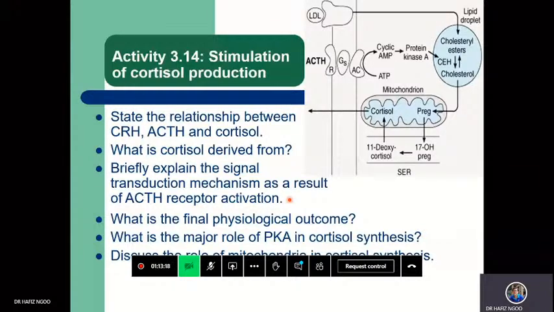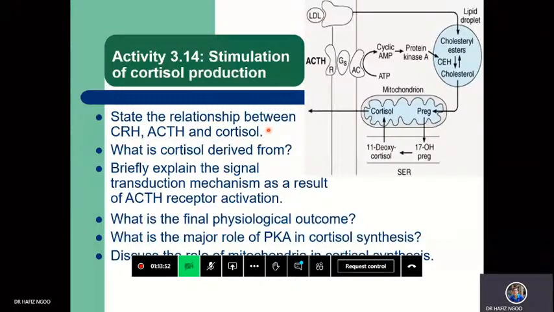Okay, so I think I can start now. It's already 10. So I look at activity 3, stimulation of cortisol production. This is where we look at the hypothalamus-pituitary-adrenal axis, where CRH is released by the hypothalamus, which stimulates the anterior pituitary to release ACTH, and this ACTH then goes into your adrenal cortex to release cortisol.